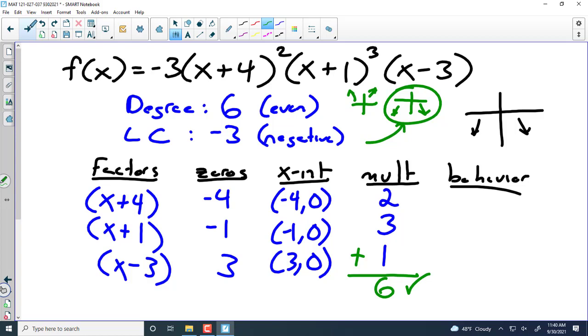Behavior, what I was talking about before, there are 3 possible behaviors. You either cross, just like a line, you bounce, just like a parabola, or you wiggle, just like an x cubed function. So when the multiplicity was 2, kind of like a parabola, what do we do? We bounce. When the multiplicity was a high odd number, what do we do? Just like the x cubed function, we wiggle, or we cross and flatten. And when the multiplicity is just 1, what do we do? Straight up, just cross it.